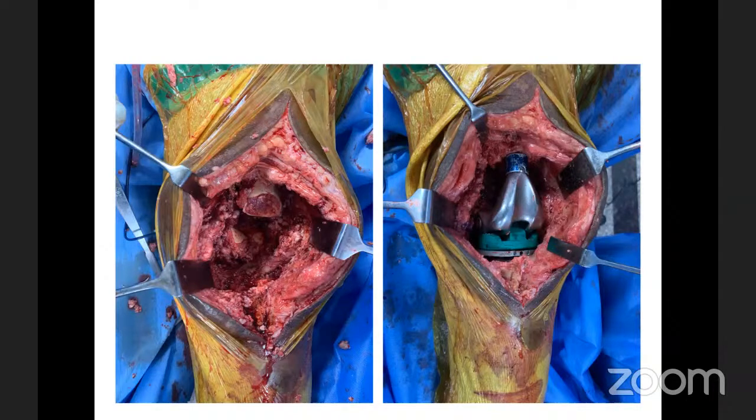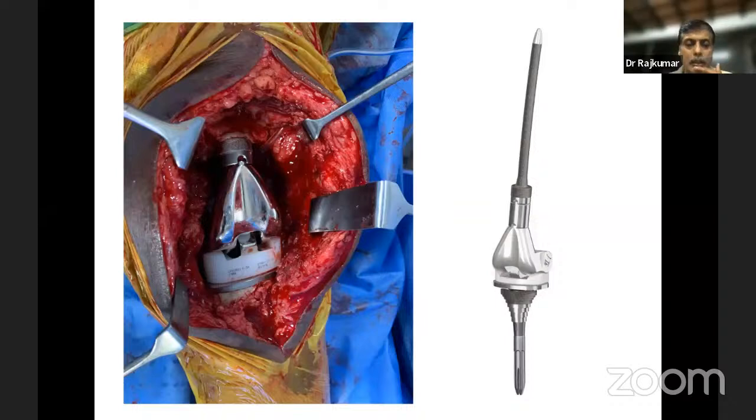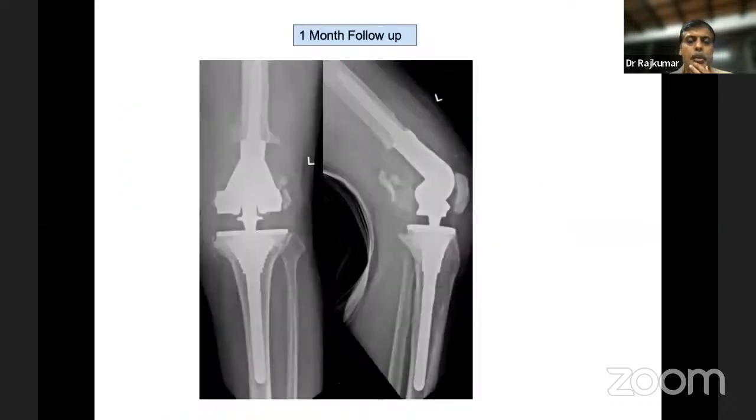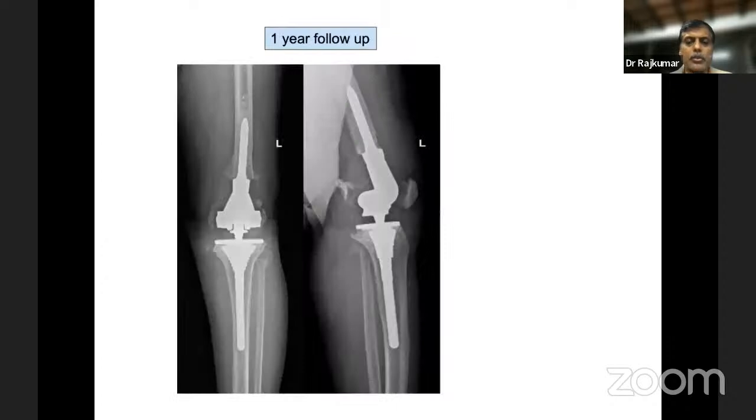And this was the perioperative image. And then this is the limb preservation system, which I used. And then it is the postoperative period, 1 year follow-up. Now the patient is doing well.